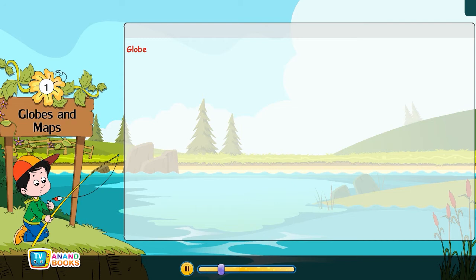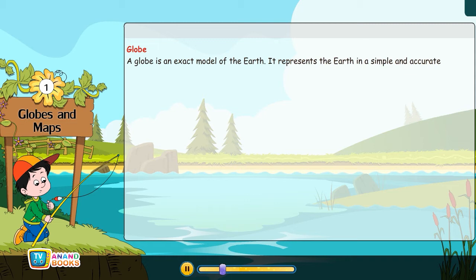Globe. A globe is an exact model of the earth. It represents the earth in a simple and accurate way. It helps us to see the distribution of continents and oceans on the earth.